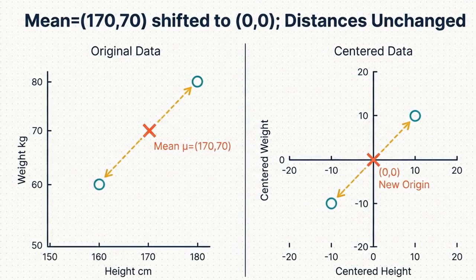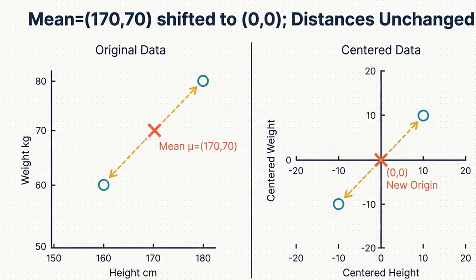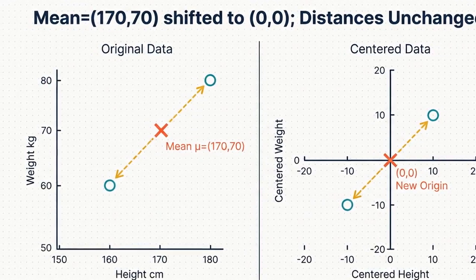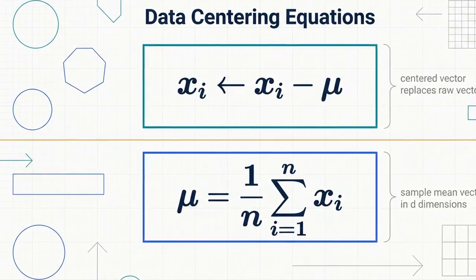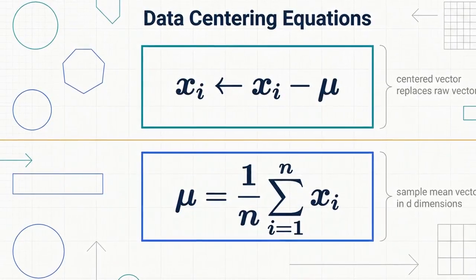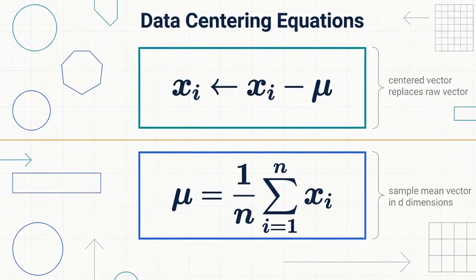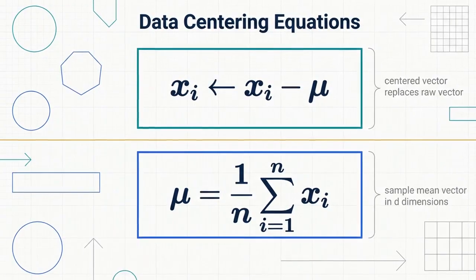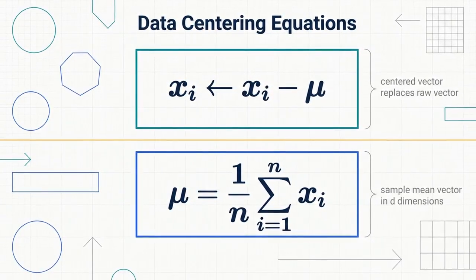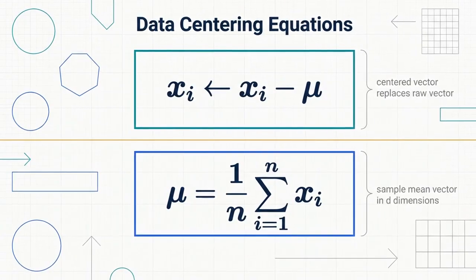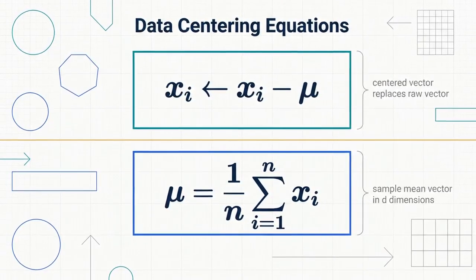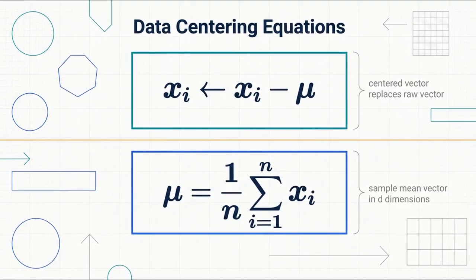Centering the data does not change the relative distance between the points. It simply shifts the coordinate system. Let x_i, which is an element of R^d, be a raw data vector. The centered vector is defined as x_i is replaced by x_i minus mu. Here mu, which is an element of R^d, is the sample mean vector, defined as mu equals 1 divided by n times the sum of x_i from i equals 1 to n.